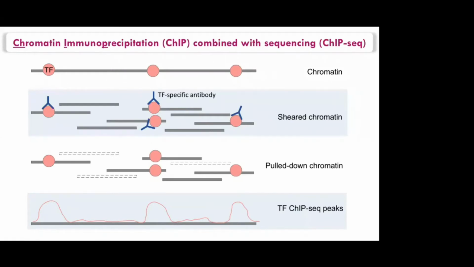Of course, each of these steps is much more complicated, and the optimization and development of ChIP sequencing took almost 25, 30 years.